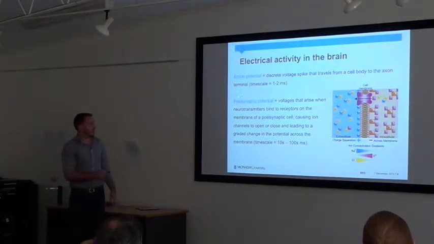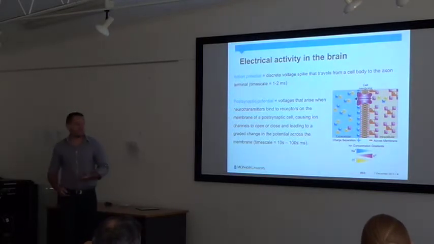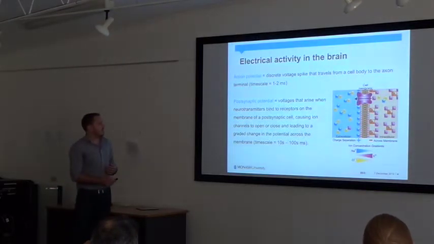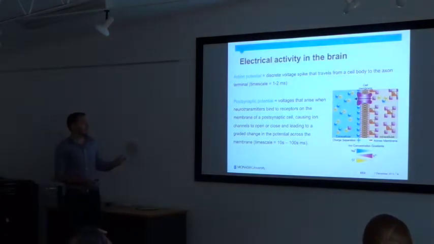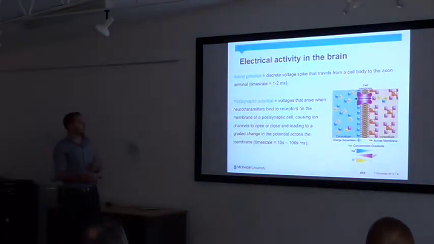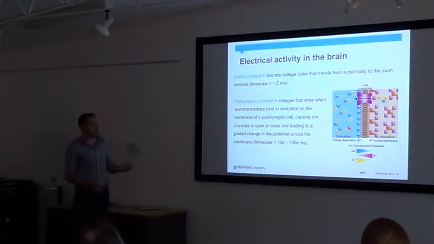But the ones we're most interested in today are what are called postsynaptic potentials. These are voltages that arise when neurotransmitters bind to receptors on the membranes of postsynaptic cells. And what this does is it causes ion channels to either open or closed, and then leads to a graded change in potential across the membrane. So what does that actually mean?